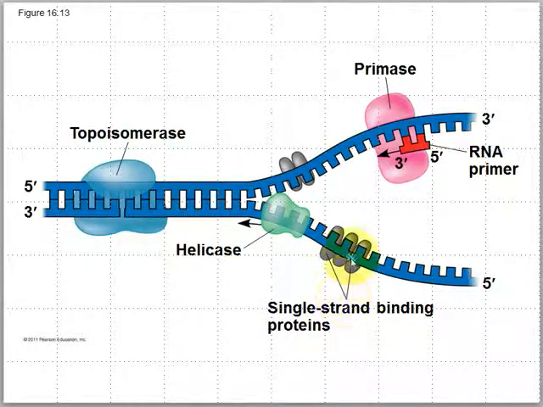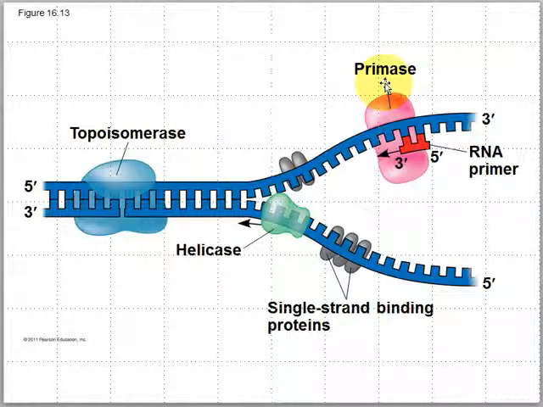Here we have the single-strand binding proteins. They help keep the two strands separate and apart from each other so they don't go back together. Here we have the topoisomerase. It helps disconnect and reconnect the DNA, because otherwise this would become tighter and tighter twisted as this portion was unzipped. And then we're going to talk about the primase coming up. We didn't discuss that one yet.